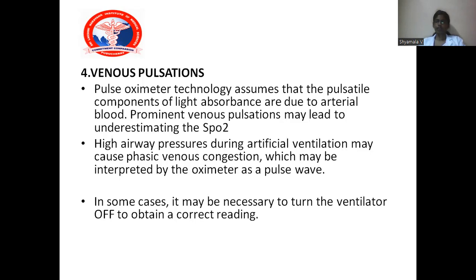Pulse oximeter technology assumes that pulsatile components of the light absorbance are due to the arterial bed. But patients on artificial ventilation, like those on a ventilator, have high airway pressures, which may cause venous congestion, which may be interpreted by the oximeter as the pulse wave. Thereby, it causes underestimation of the SpO2. In some cases, it may be necessary to take the patient off the ventilator to obtain the correct reading.